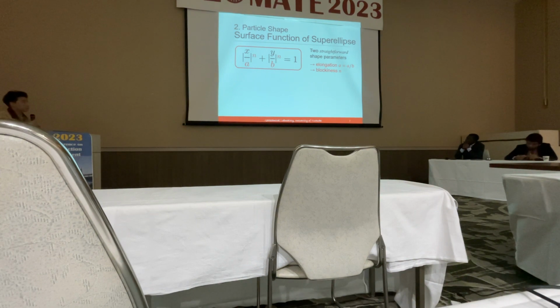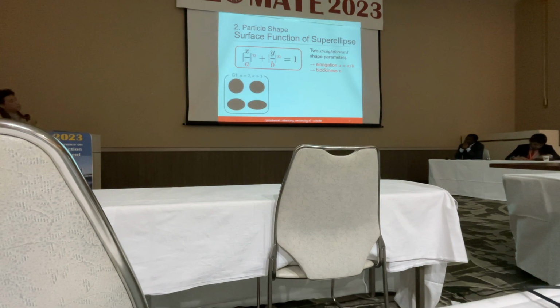The particle shape considered in this study is the superellipse. Here's the surface function of the superellipse. There are two shape parameters: the elongation, also known as the aspect ratio, and the bulkiness, representing the angularity of the particle shape.